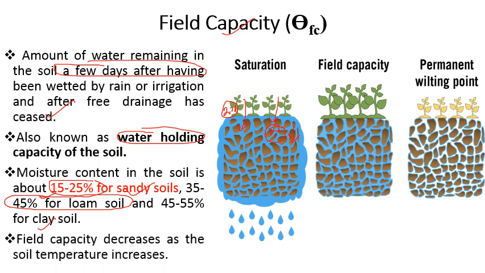Field capacity decreases as the soil temperature increases. जैसे जैसे soil का temperature increase होता है वैसे वैसे field capacity decrease होती है.